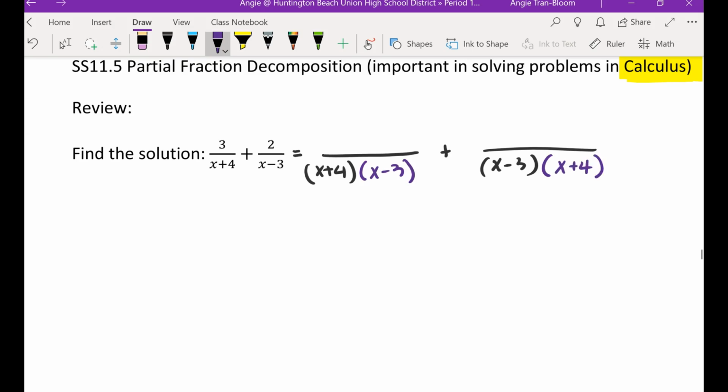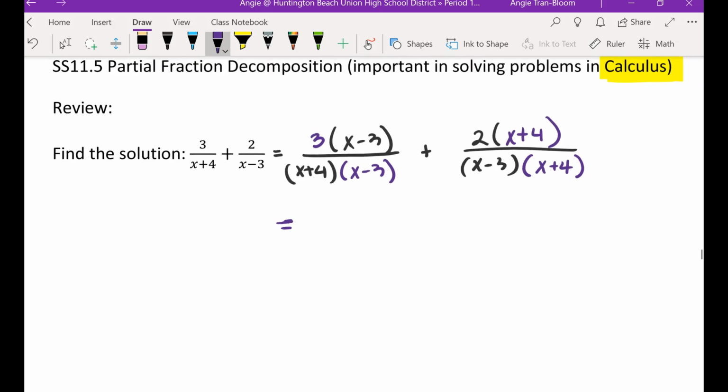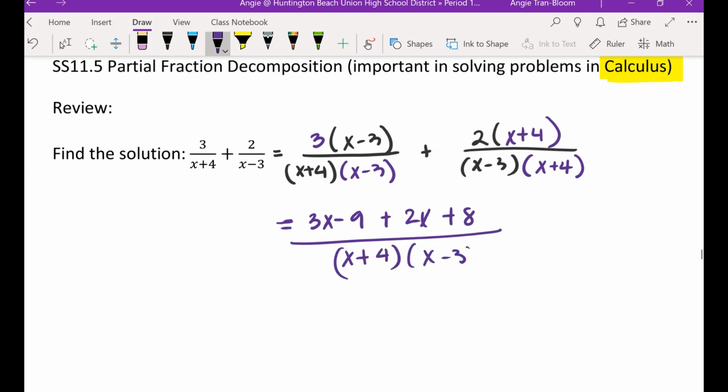As you now are aware, whatever you multiply to the bottom, you need to multiply to the top. So this is a 3, this is now x minus 3. Over here, I already had a 2, so now I need to multiply by x plus 4. Now you have the common denominator. On the top, we have 3x minus 9 plus 2x plus 8, all over your common denominator, which is x plus 4 times the quantity of x minus 3.